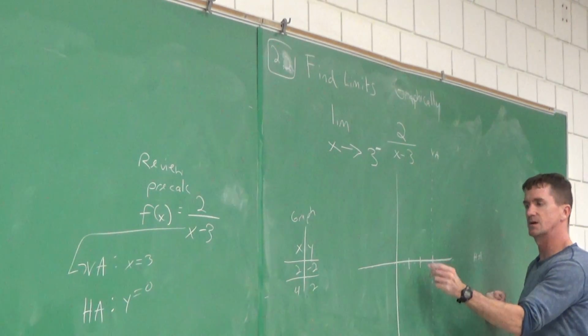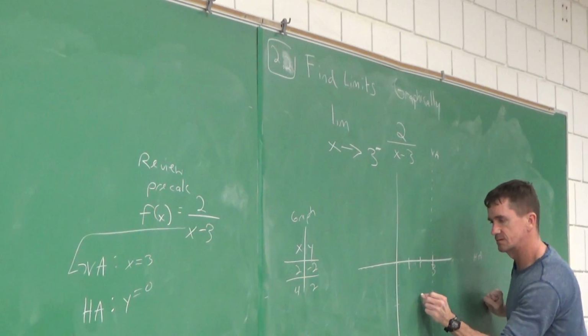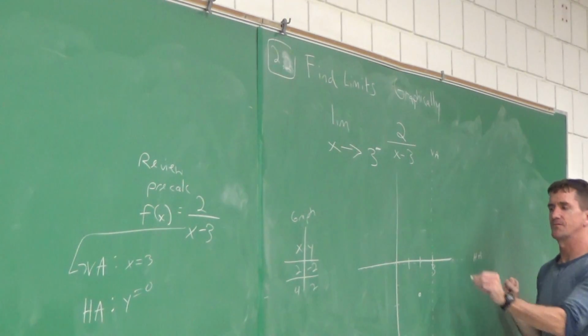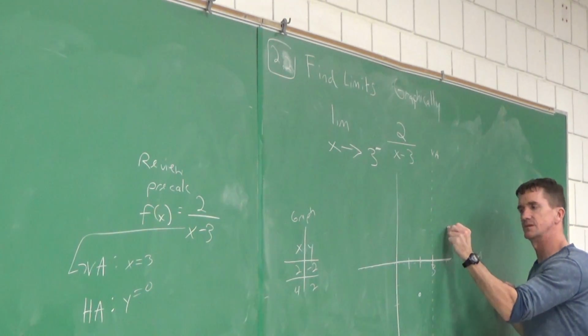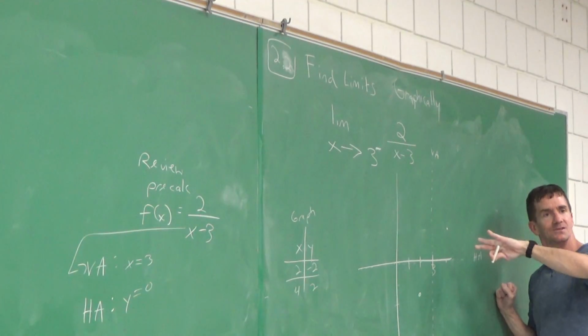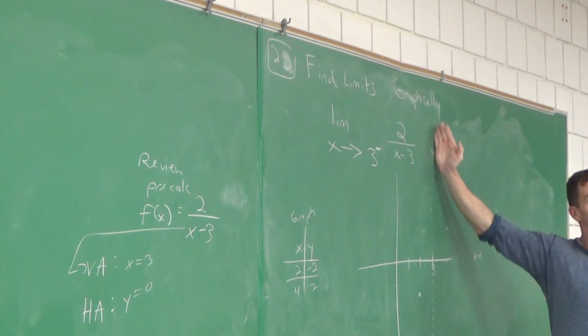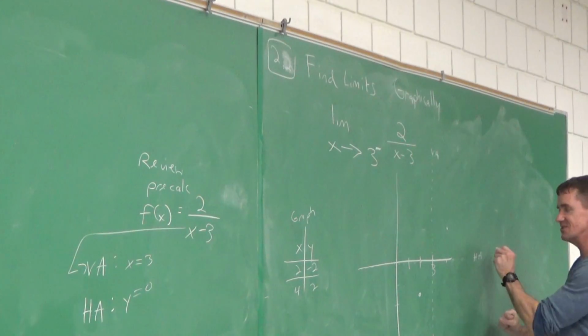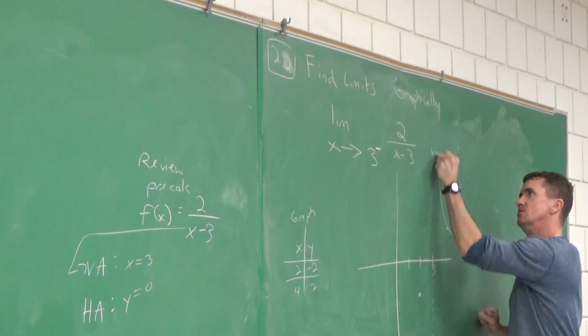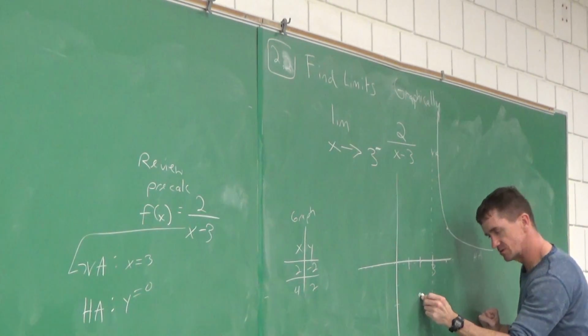Alright, so let me plot these. At 2, I got the -2. And at 4, it got over to a 2. Now you know what happens with these graphs? They bend towards the asymptotes. So take your pencil or your pen, and just swoon. This graph's just doing this.